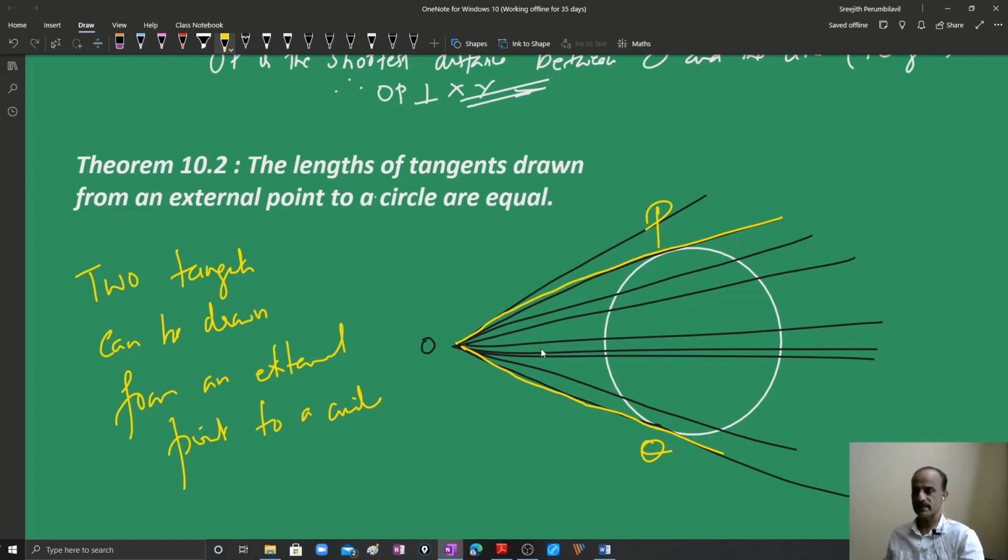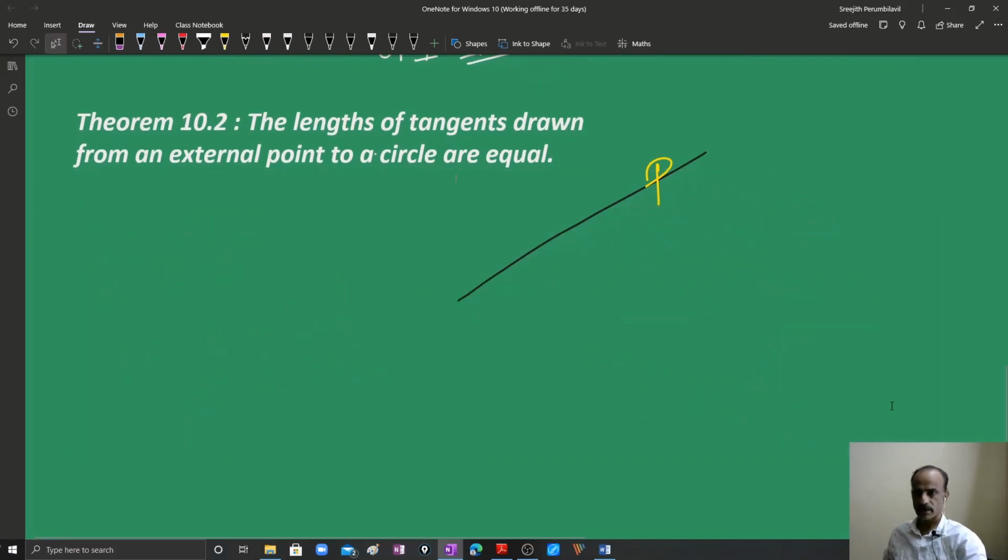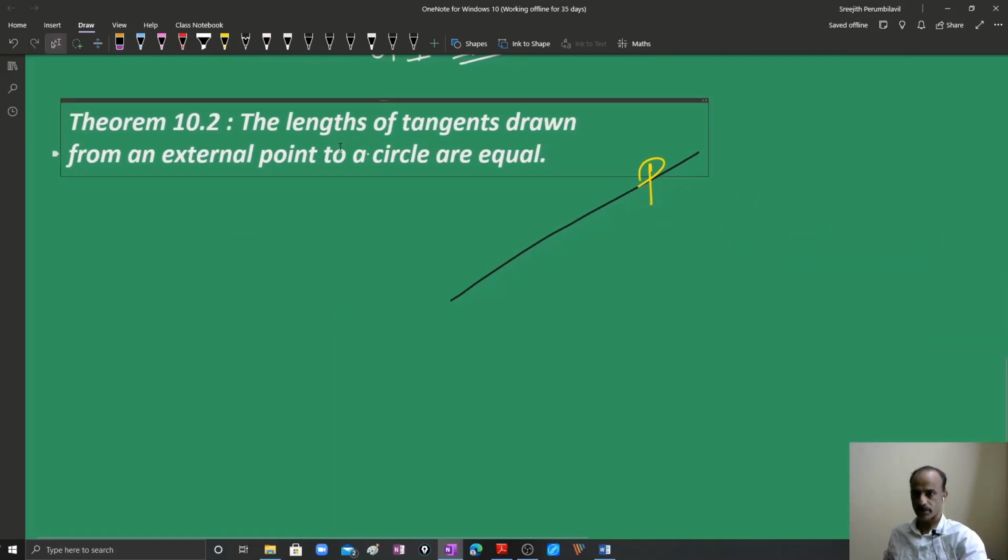The length of the tangents drawn from an external point to a circle are equal. That means there is a circle given and there is an external point. Then you can draw two tangents from the external point, and those two tangents are equal in length. This is what is said. We will remove this part and we will draw it again, as part of the proof of the theorem.